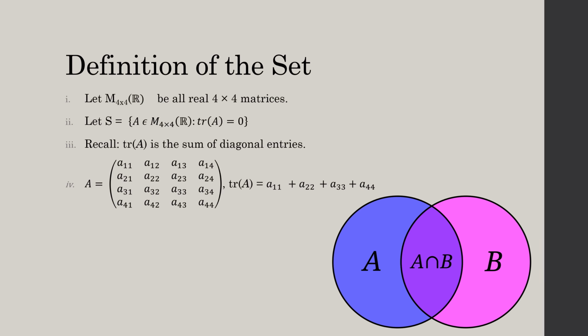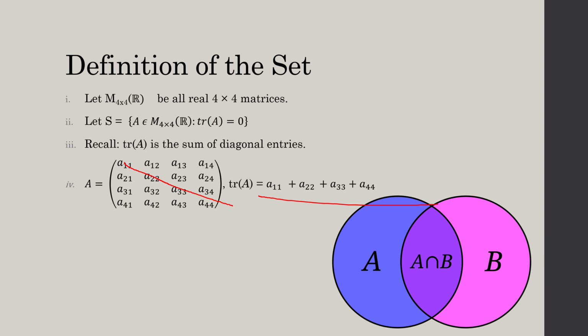Firstly, to define our set, we're going to say M is all real 4x4 matrices. S is all of those matrices which satisfy the condition that the trace is 0. We're going to recall that the trace is just the sum of the diagonal entries. So we're going to add these diagonal entries, and that is expressed in this equation.